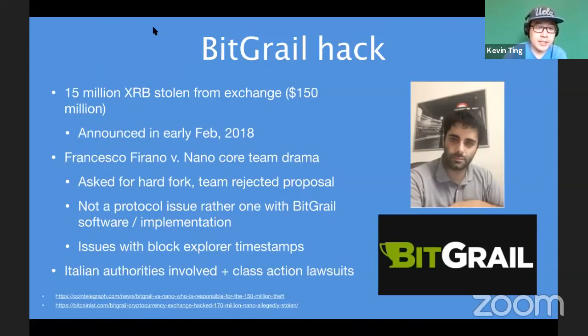Basically, 15 million XRB was stolen from the exchange, roughly 150 million dollars worth at that time. And this was announced in early February of 2018. Francesco Firano was the owner of BitGrail, and there was a lot of drama between him and the Nano core team. He asked them for a hard fork after he realized that there was a mismatch between the amount of Nano that was owed versus the amount that they had. But the team rejected the proposal, so there was a lot of mudslinging from both sides. But they said after further review that it was not a protocol issue, rather one with BitGrail's software or implementation.